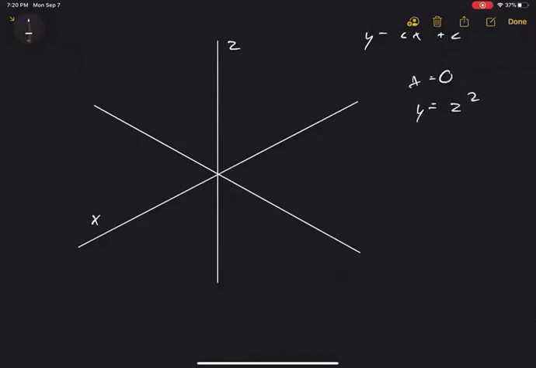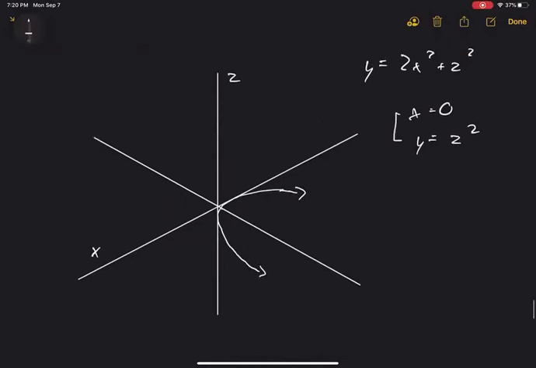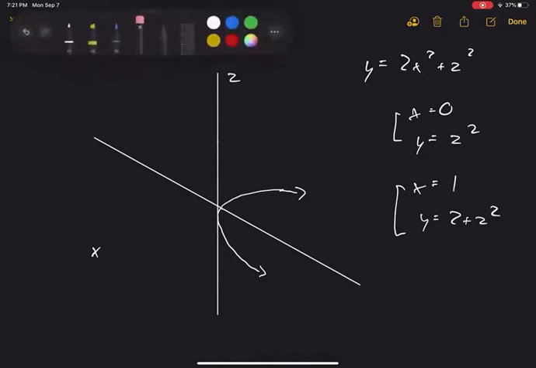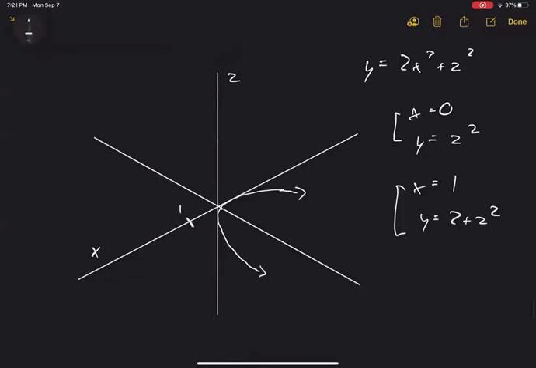What does it look like? It's kind of a parabola tilted on its side. It's going like this, right? And then I do x equals 1, and my equation becomes y equals 2 plus z squared. So again, this is a parabola that's shifted 2 units away from the x-axis. So now my parabola looks like this.